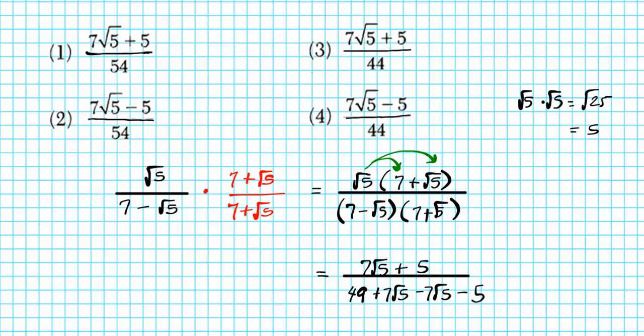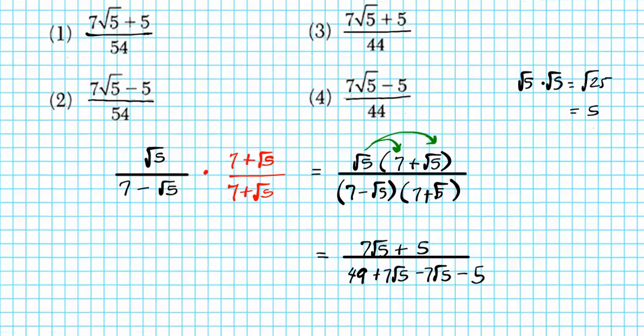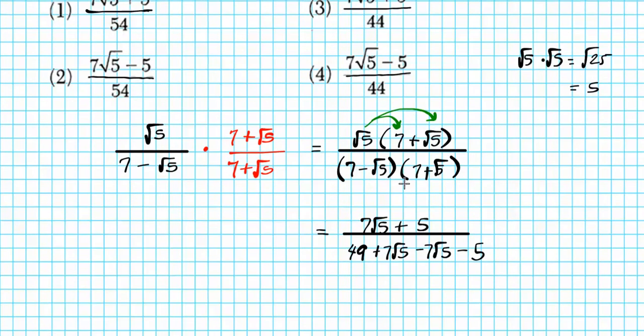Now, if you noticed earlier, this is a product of a sum and a difference of the same thing, right? You have a difference here, and this is a sum. So if you just multiply it, it's kind of like a difference of squares. You're going to see that result manifesting itself in a minute. So the numerator becomes 7 root 5 plus 5.